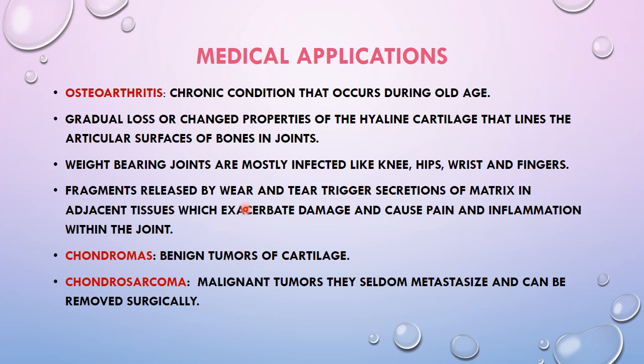Fragments released by the wear and tear trigger the secretions of the matrix in the adjacent tissues, which exaggerate the damage and cause pain and inflammation within the joints. The benign tumors of the cartilage are called the chondromas, whereas the malignant tumors are called the chondrosarcoma.